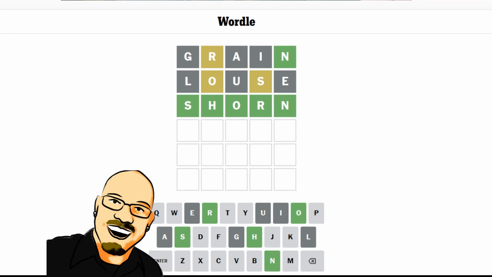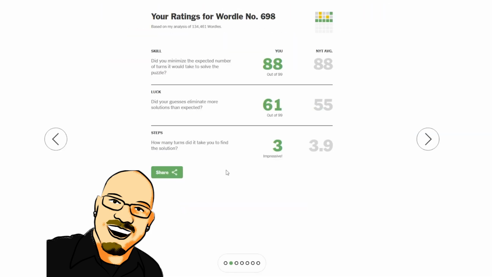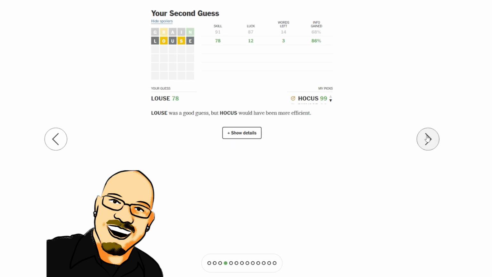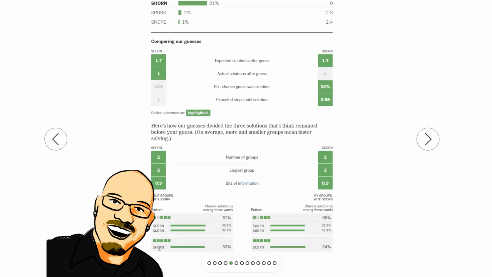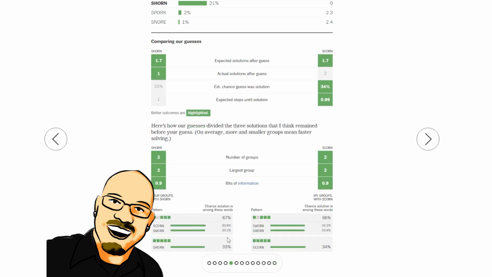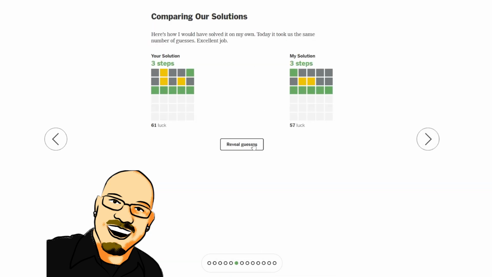Let's stop guessing and check out WordleBot to confirm that that was the case. 88 skill, 61 luck. So, grain 91, skill down to 14. Quite lucky today. Louse did bring it down to 3, which I'm quite confident is sworn, scorn, and shorn. So the R indeed did have to be fourth. The O did have to be in the middle, and the S did have to be first. We were just looking for the second letter, and happened to get it right out of the 3. So a bit of luck there. Tying WordleBot.